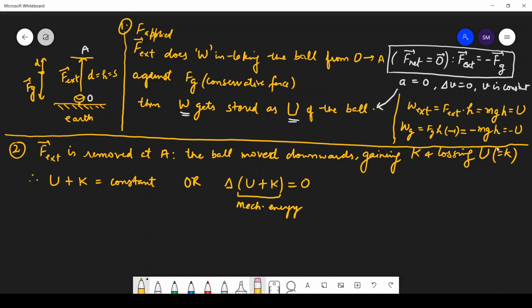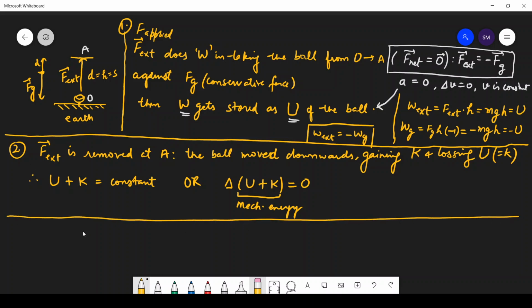So that's equal to minus u. So it means that the work done by the external force is equal to minus the work done by the gravitational force. Now, I am still continuing with this first point only, when the ball is moving up.